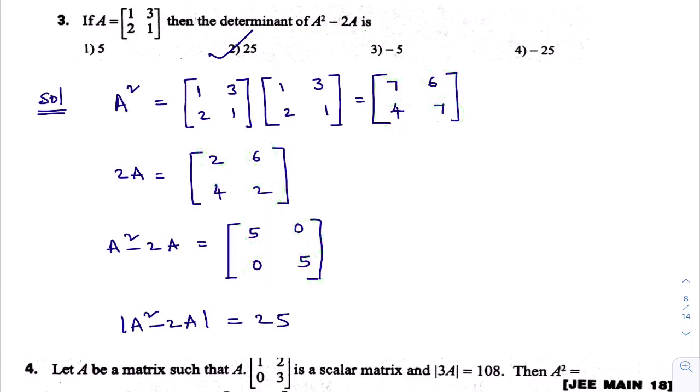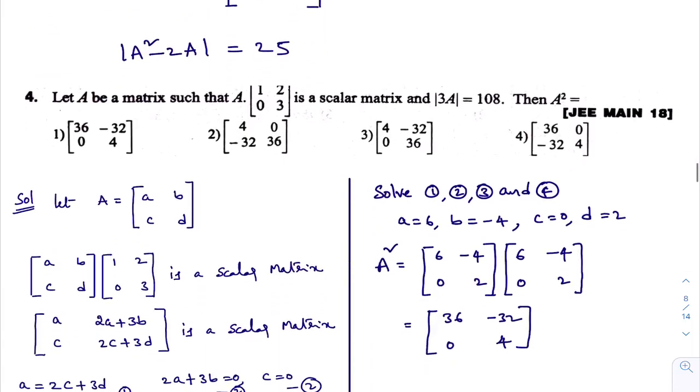I hope you are understanding. Now determinant of A square minus 2A. See determinant of this matrix. You know how to calculate determinant of this. AD minus BC. That is 5 into 5 minus 0 into 0. 5 into 5 is 25. 25 minus 0 is 25 only. So second option is the right option. Now we will see this fourth question.